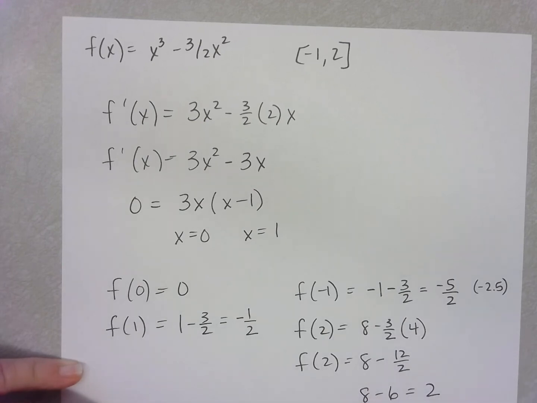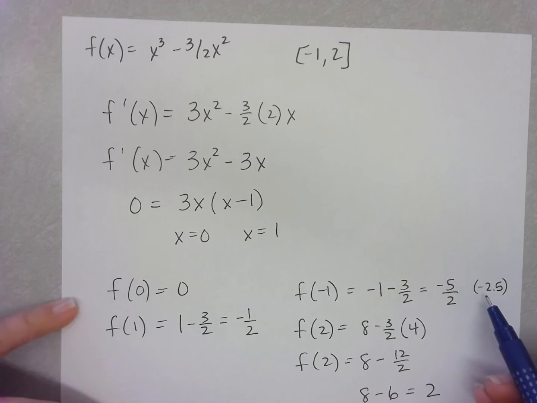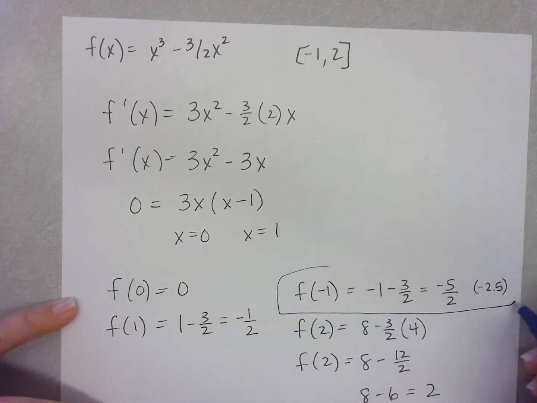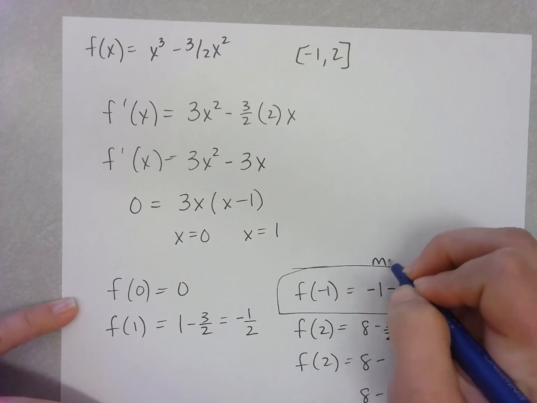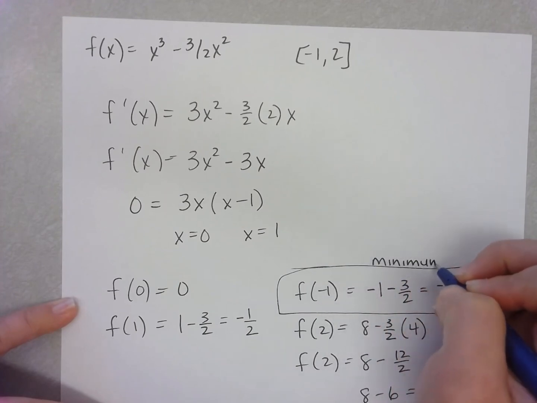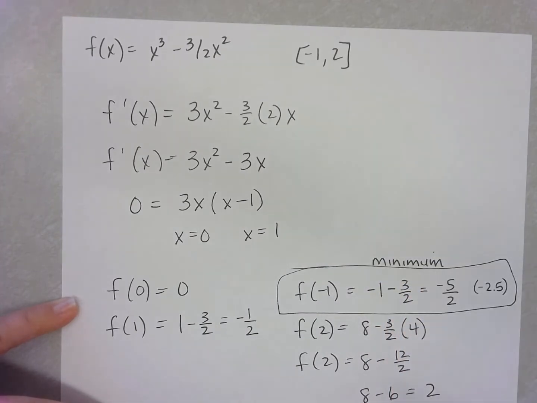All right, so let's see now. So I have negative 2.5 here. That seems to be my smallest y value. So that's my minimum. And then I get 0 here, and 2 is bigger than that. Right? And this one's negative, so this means that f of 2, which is 2, is my maximum on the interval.